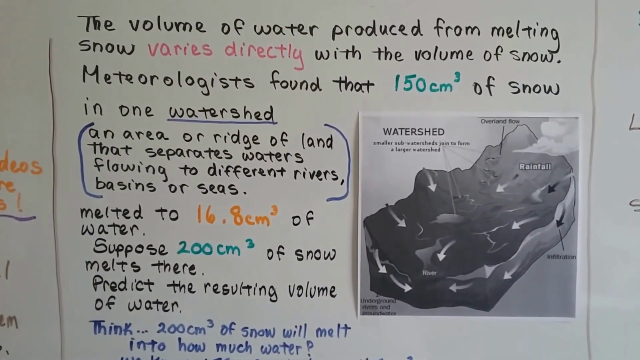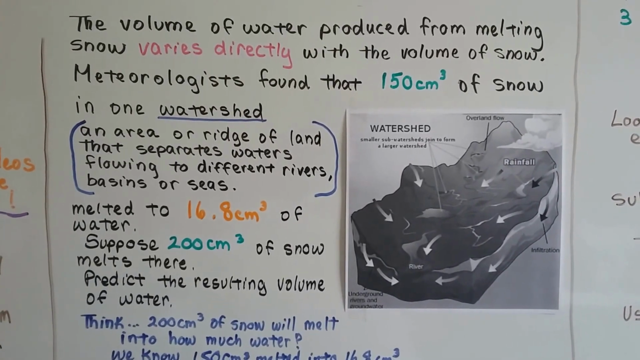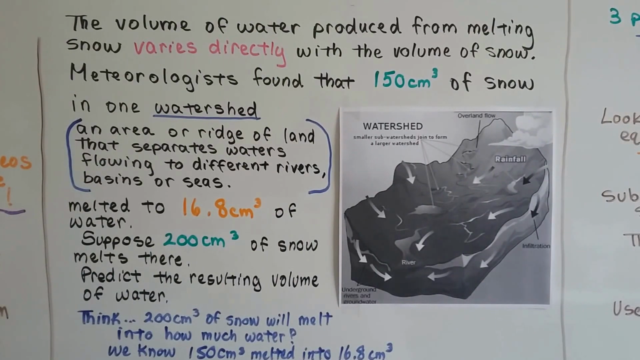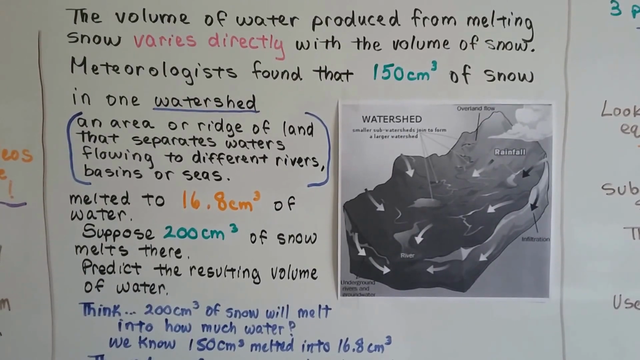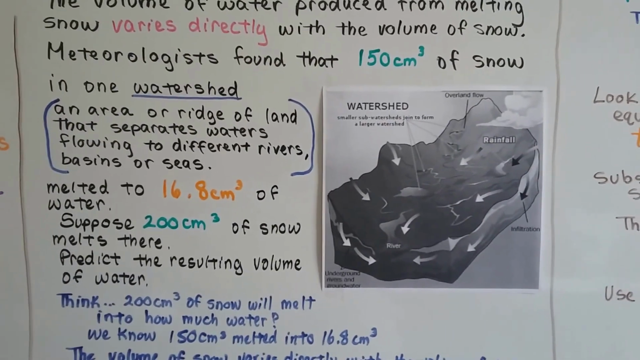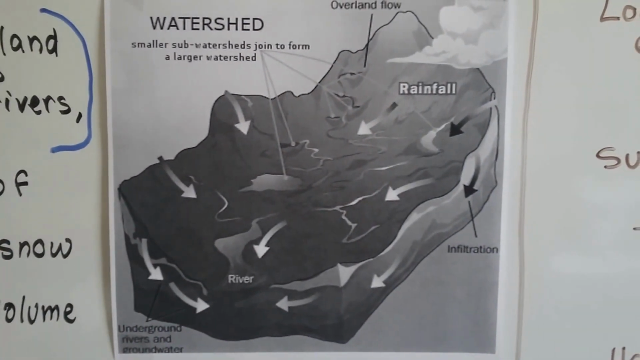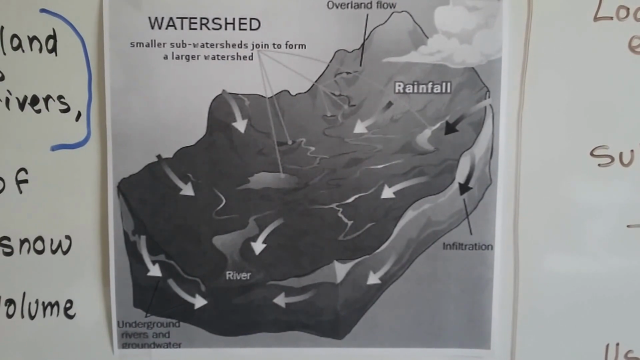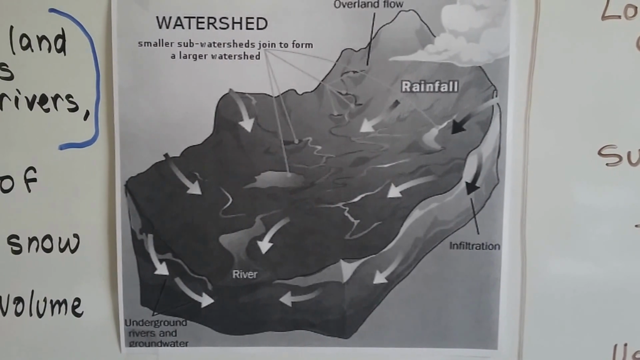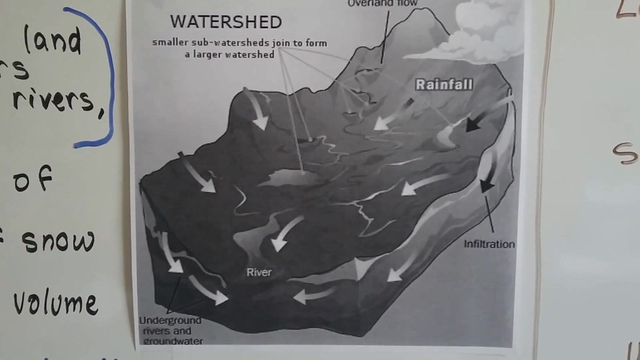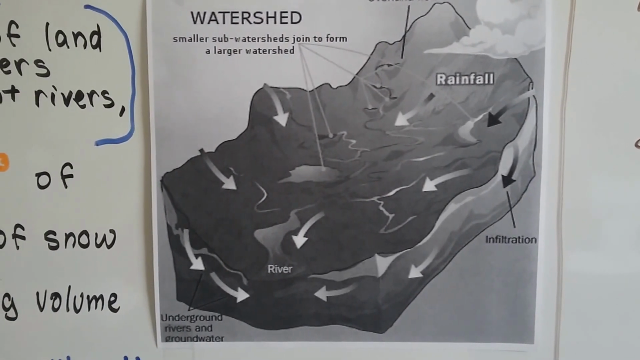The volume of water produced from melting snow varies directly with the volume of snow. Meteorologists found that 150 cubic centimeters of snow in one watershed melted to 16.8 cubic meters of water. So here's a watershed. Let me get a closer look for you here. See this picture? We've got the land, and it looks like it's all going downhill, so the rainwater can just slowly go downhill towards the lakes or the ponds or the rivers. It's an area or ridge of land that separates waters flowing to different rivers, basins, and seas. See? That's a watershed.